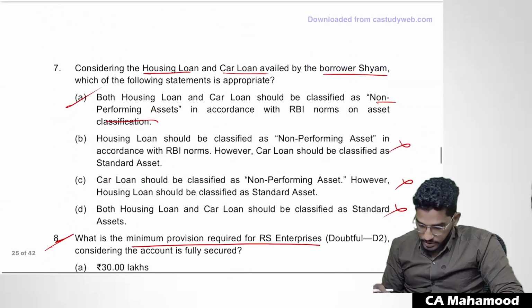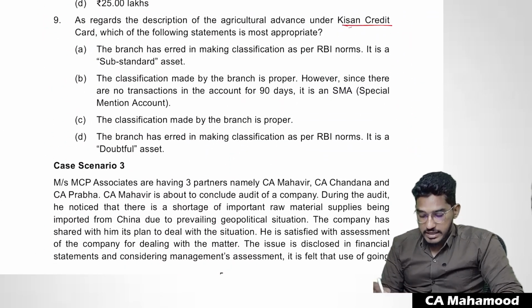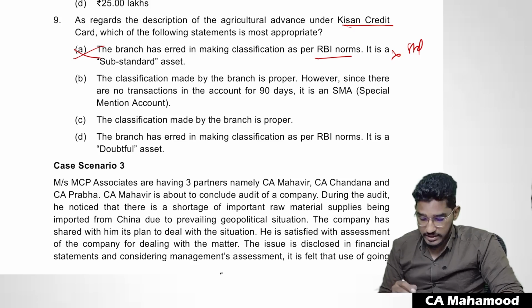Next. Regarding this, we'll have a question. As regards the description of agricultural advance under Kisan Credit Card, which of the following statements is most appropriate? The branch has erred, meaning they have erred in making classification as per RBI norms. Is it a substandard? No, it should remain in the standard category. The classification made by the branch is proper.